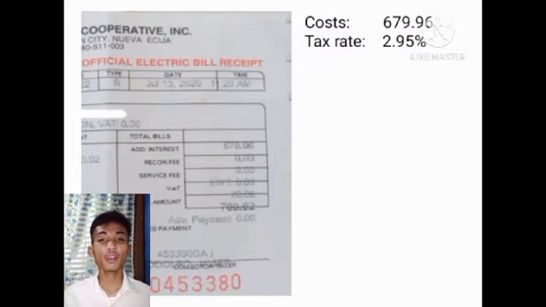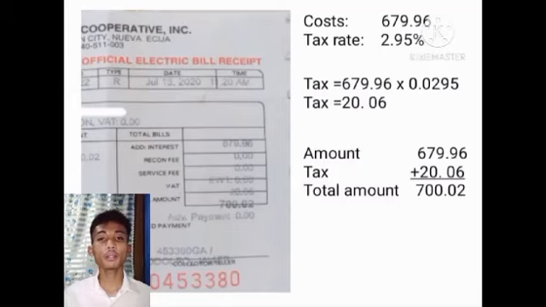You are seeing an OR of an electric bill. The actual cost there is only 679.96, but we have to pay an additional 2.95% of the actual cost, which is the tax rate. So computing the tax, we will multiply 679.96 and 2.95% in decimal. Tax is equal to 20.06. For the total amount, we will just add the two. The cost 679.96 and the tax 20.06. Total amount is equal to 700.02.